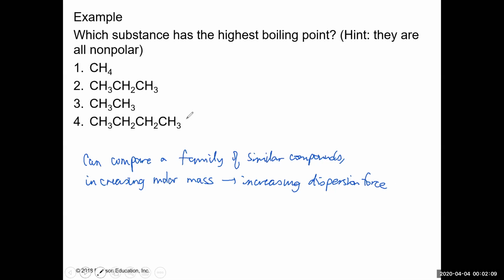So number 4 will be the compound with the highest molar mass within this family of similar compounds, which means that this will have the highest dispersion force. And because all these molecules only have the intermolecular force of dispersion, the one with the highest amount of dispersion force will be the one with the highest boiling point. So 4 is our answer.